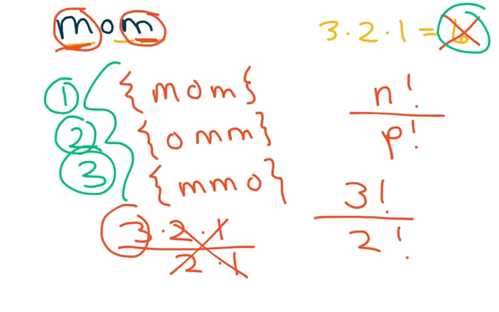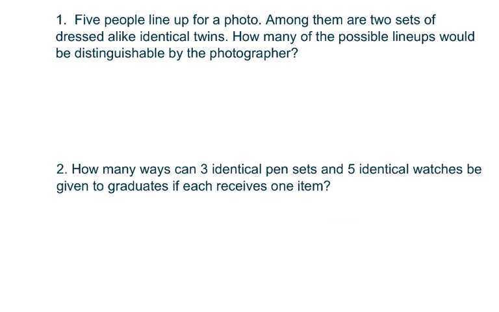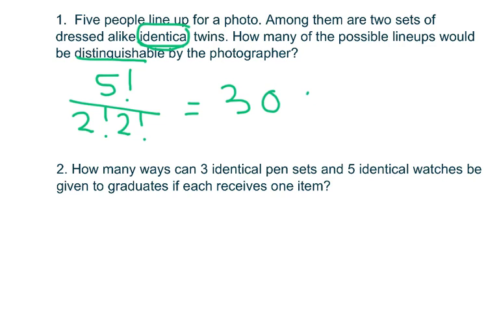So let's look at a couple of word problems and we'll do some more words. We have 5 people lined up for a photo, so that's a total of 5 people. But 2 sets of identical twins that are dressed alike. The question is, how many possible lineups would be possible that are distinguishable? The key words are distinguishable and identical. If you see the word identical, you know you're going to have to use this formula. So we have 2 sets of identical twins. That'd be 5 factorial over 2 factorial times 2 factorial. And when you work that out, you get 30 ways so that they're distinguishable.